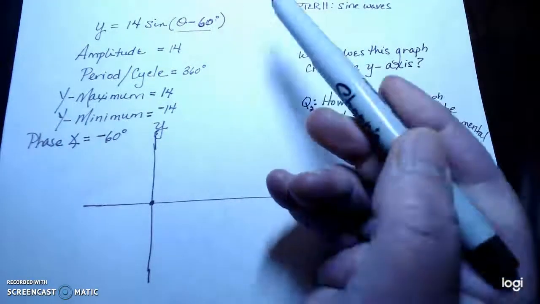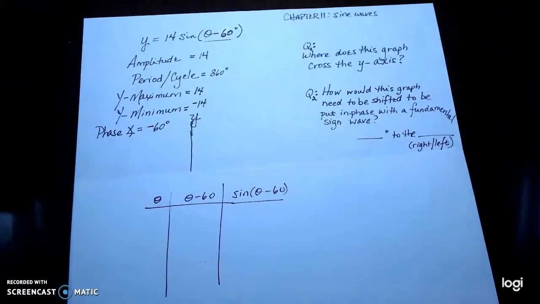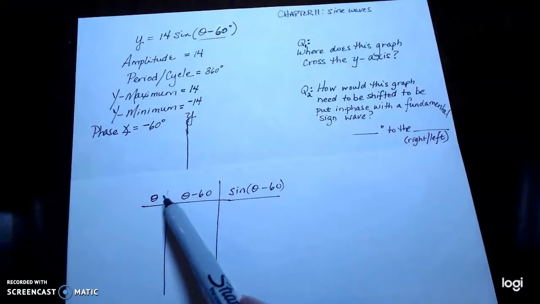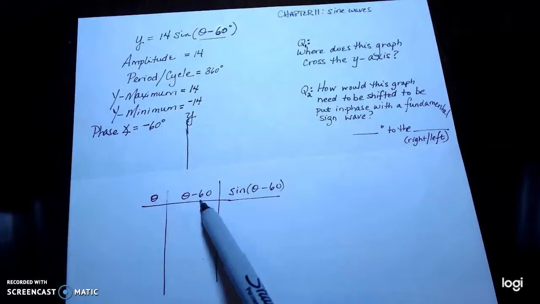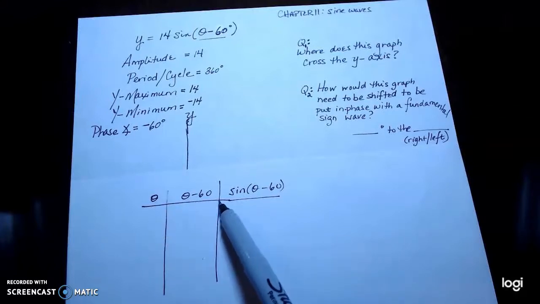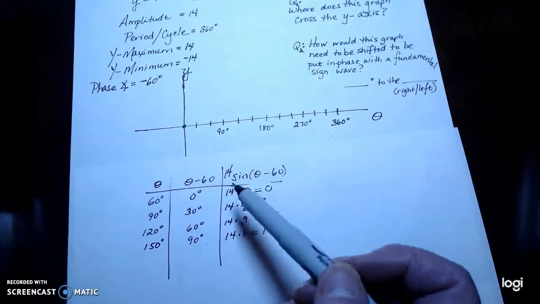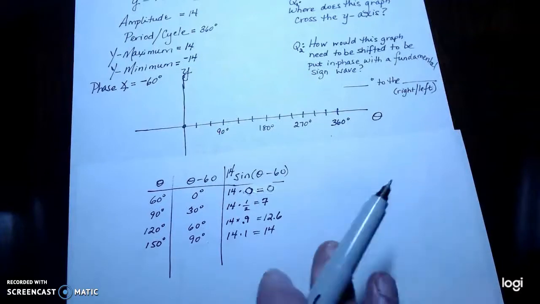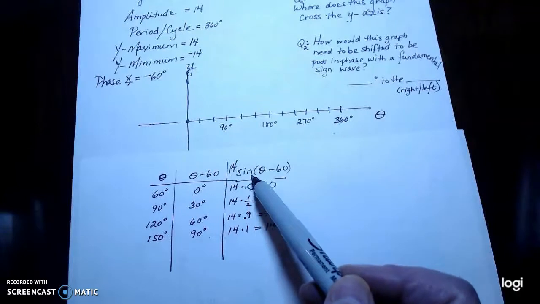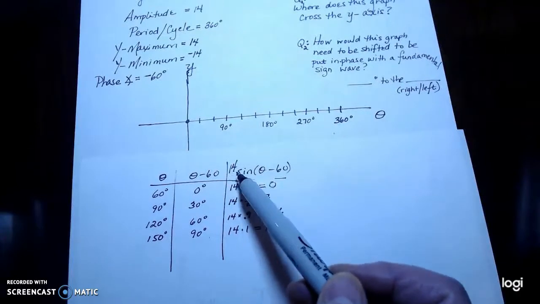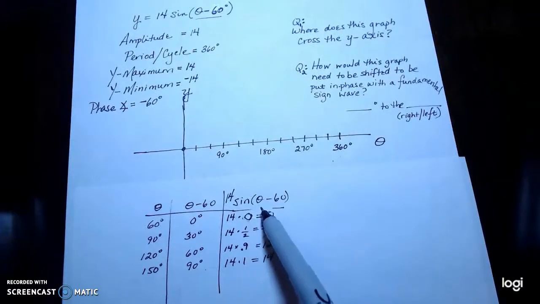So let's work on building a table. I'm going to build a table that has 3 columns. Theta is my input angle, but I have to adjust it by subtracting 60 degrees, and then I need to apply the sine to that result. In the interest of time, I went ahead and completed some values for the table. But note that I need to find not just the sine of theta minus 60, but I have to multiply it by 14 because my original function is 14 sine of the quantity theta minus 60.